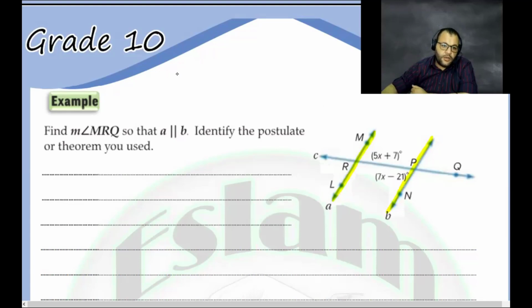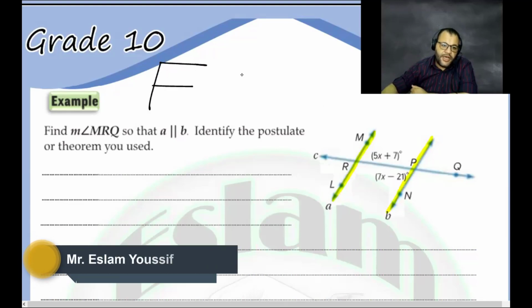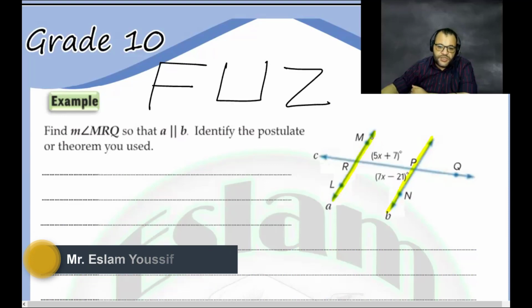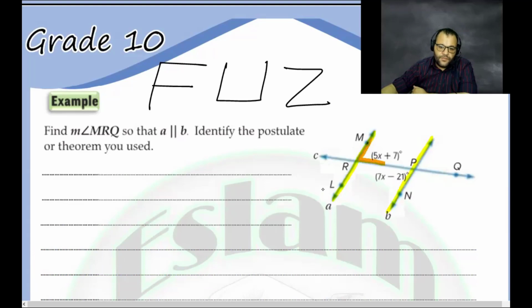We are looking for one of the three relations, F, U, and Z. That is the first given angle. Is there any other given angle? Yes, we have another given angle. What is the name of this relation? Alternate interior, Z, so the two lines are parallel. The measure of angle 1 equals the measure of angle 2. If the two angles are equal, then the two lines are parallel.